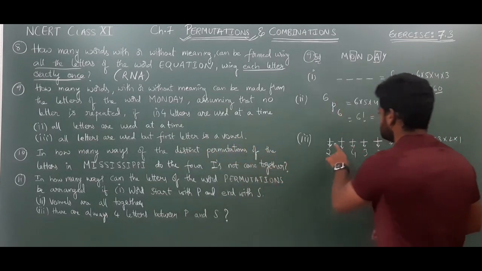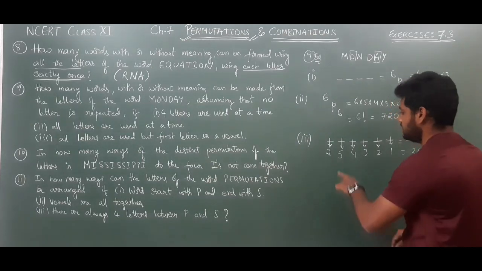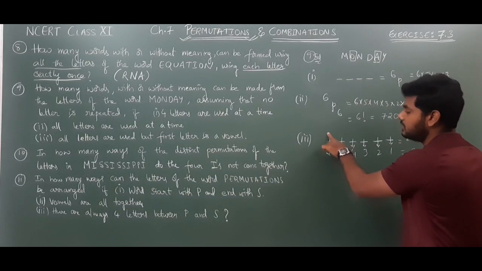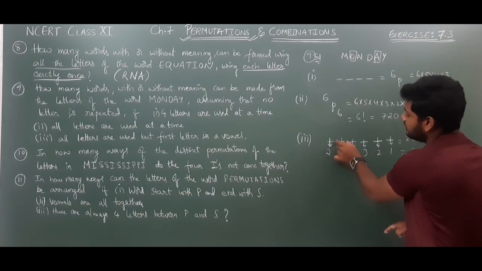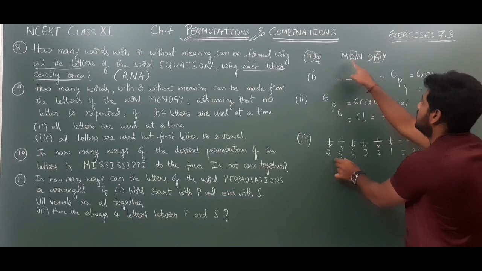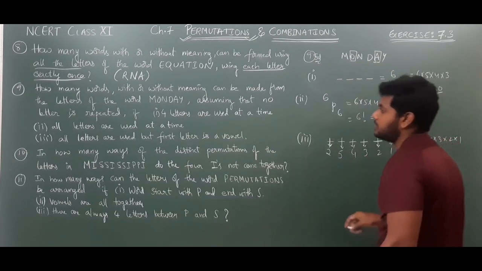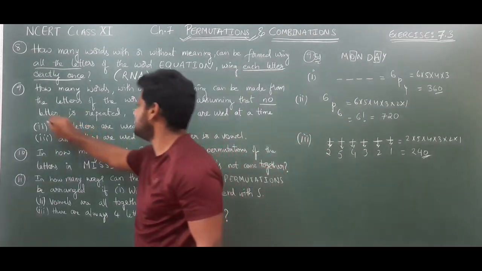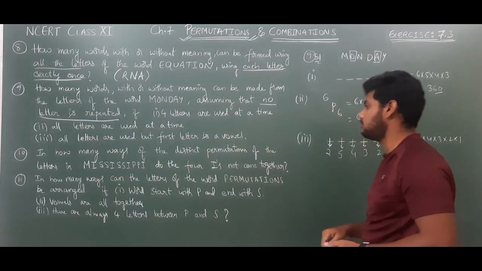All letters are used, so 6 letters we need to form. But the first letter is a vowel, meaning either O or A, 2 ways. But only one letter we will fill, so the next letter will have 5 choices: 1, 2, 3, 4, 5. Next 4, next 3, next 2, next 1. Why? Because no letter is repeated, which means repetition is not allowed. Pause the video to note it down.